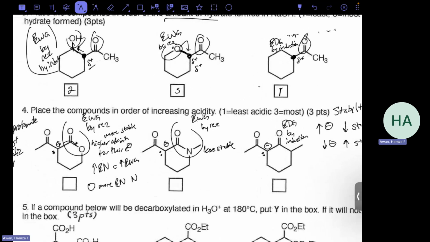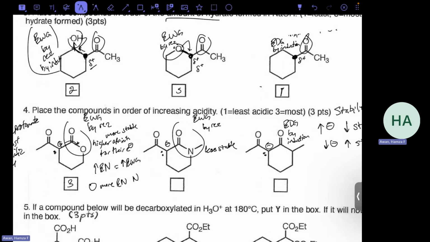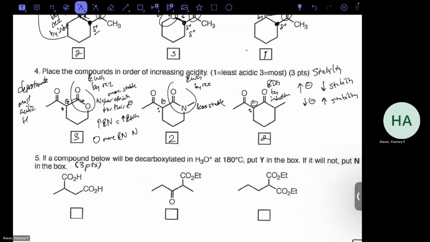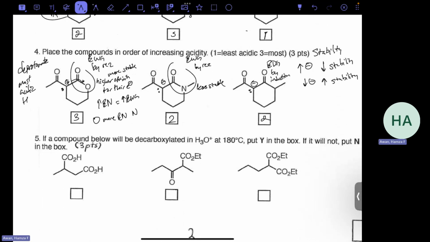So because of that, our most acidic is going to be our first one. Our least acidic is going to be the one with the electron donating group, so 2. And then our second most acidic is going to be our amide group. Are there any questions on that?